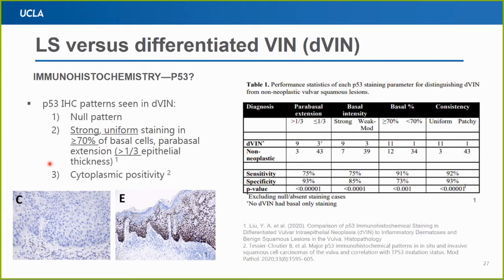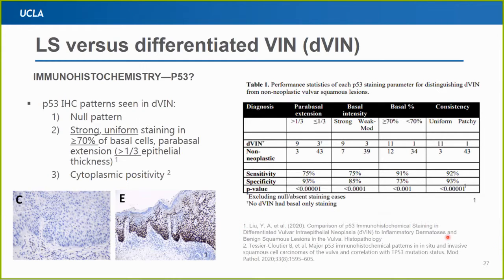In another report, cytoplasmic positivity has been described as an aberrant staining pattern for p53, cited below, number 2. Here's an example of a null p53 pattern with complete absence of staining, and then a strong p53 expression pattern with almost all basal cells staining strongly, and then over 1/3 of epithelial thickness showing positivity.